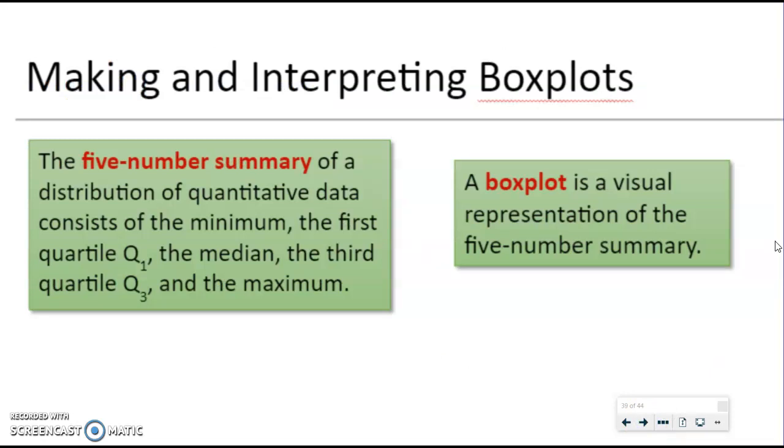In order to know what the box plot is, we're going to need to find something called the 5-number summary, which we've already found. It's the min, the first quartile, the median, the third quartile, and the max. The box plot is a visual representation of the 5-number summary.